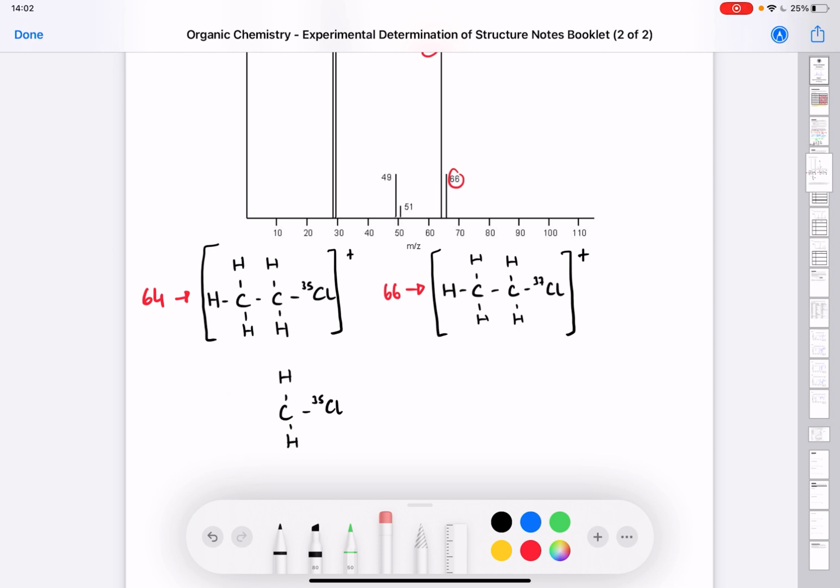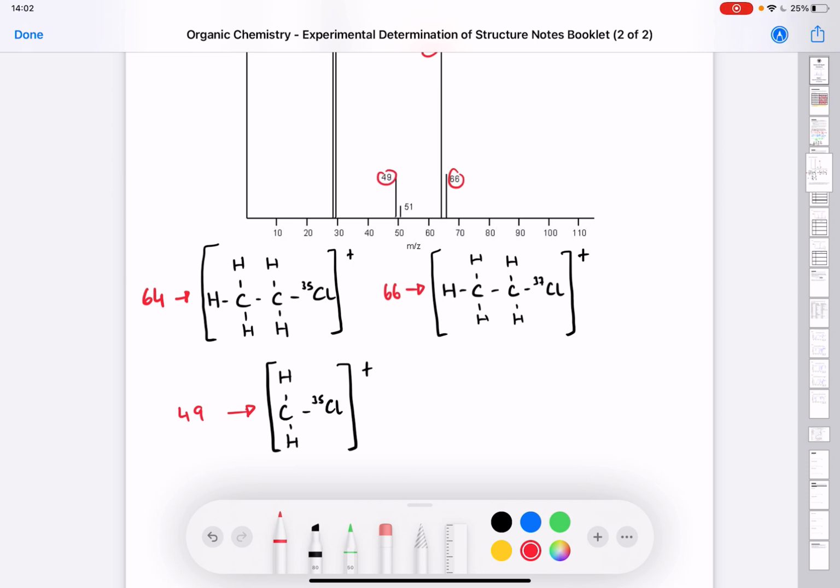Now what we'll do is we'll count up the mass of the remaining fragment here. So we've got 35 from the chlorine, plus 12 from the carbon, plus 1 from each of the hydrogens, which gives you 49. So again, that would be a positively charged fragment, and the peak that we see at 49 comes from that particular fragment there.